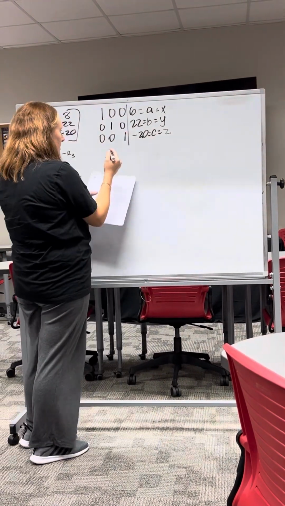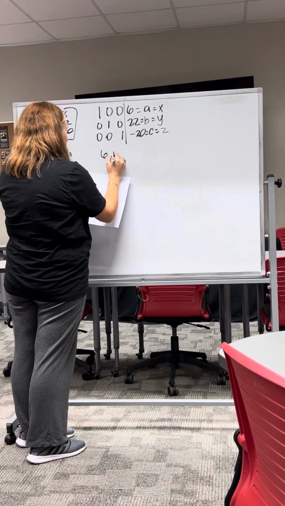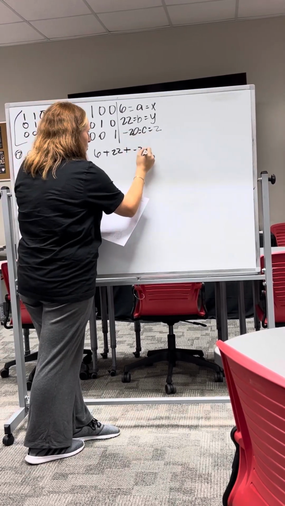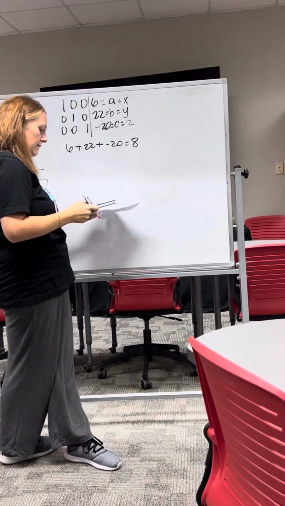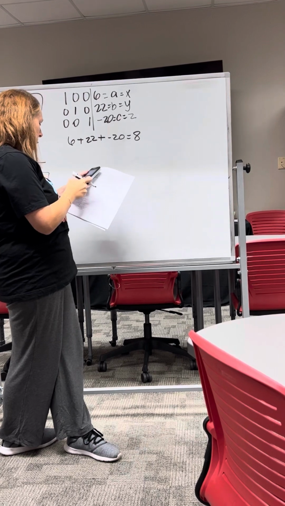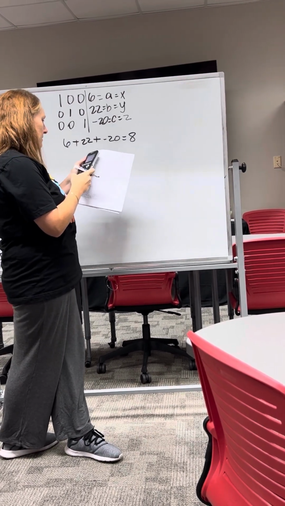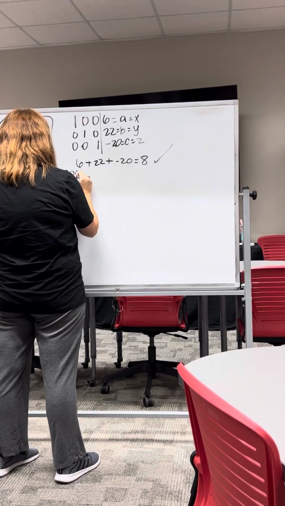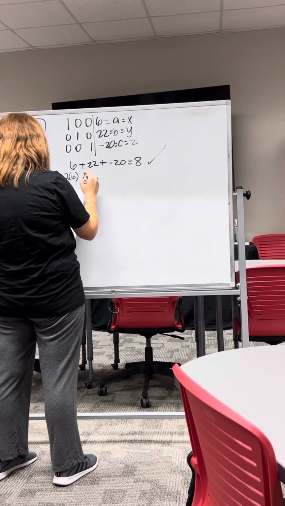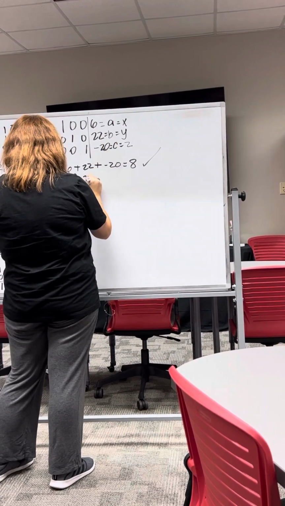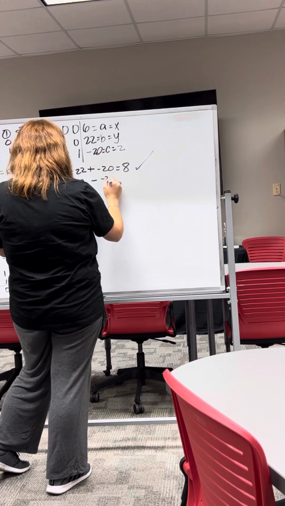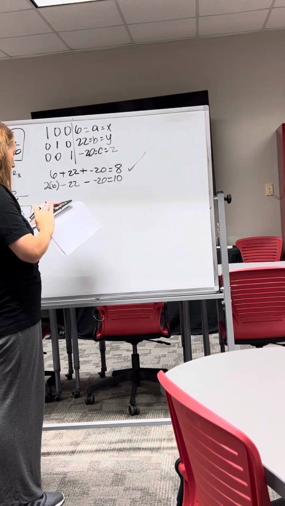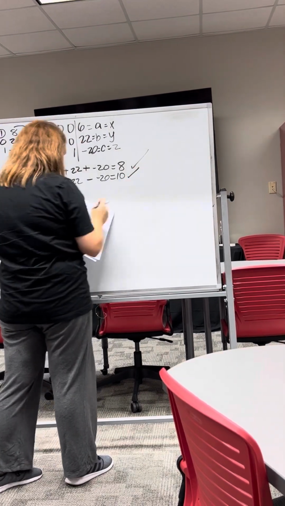So X is gonna be 6 plus Y 22 plus Z, which is negative 20, equals 8. Let's see if that is correct. Okay, 6 plus 22 plus negative 20, which is 8, so that's correct. Now I'm gonna rewrite 2 times X, which is 6, minus Y, which is 22, minus Z, which is negative 20. It is supposed to equal 10. Here, 2 times 6 minus 22 minus negative 20, which equals 10. That is correct.